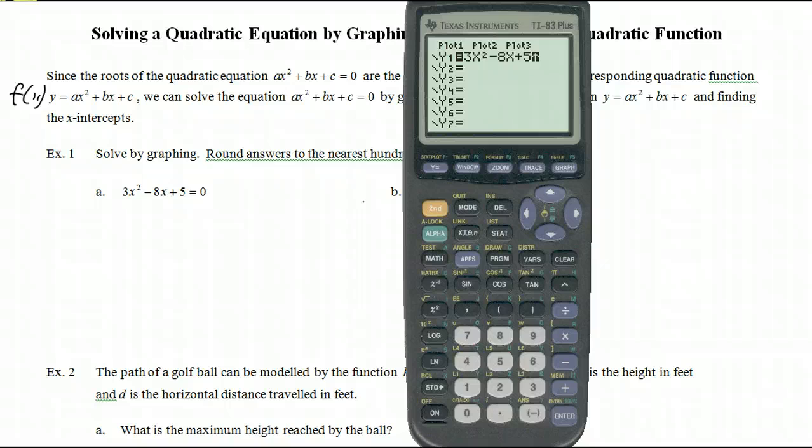Whoops, just disappeared the calculator. Okay, here's our calculator. We're going to enter y1 equals 3x squared minus 8x plus 5. Let's hit graph. That was table. Okay, let's hit graph. It's going to draw the graph.